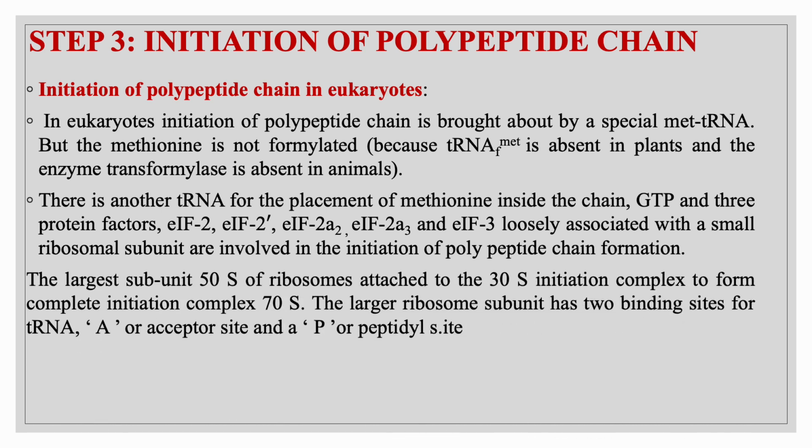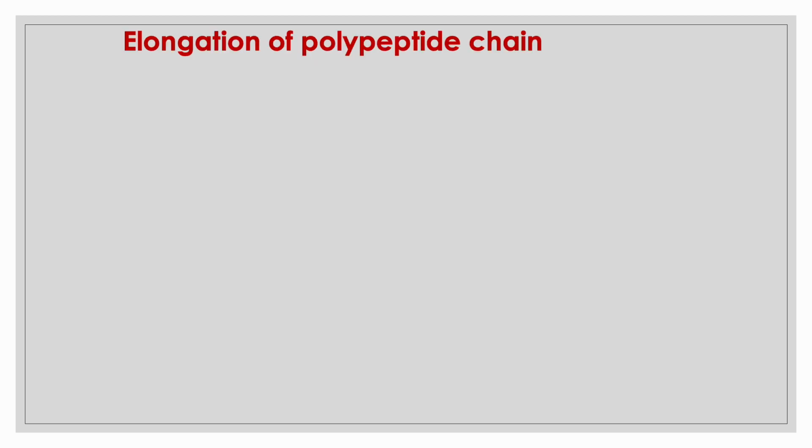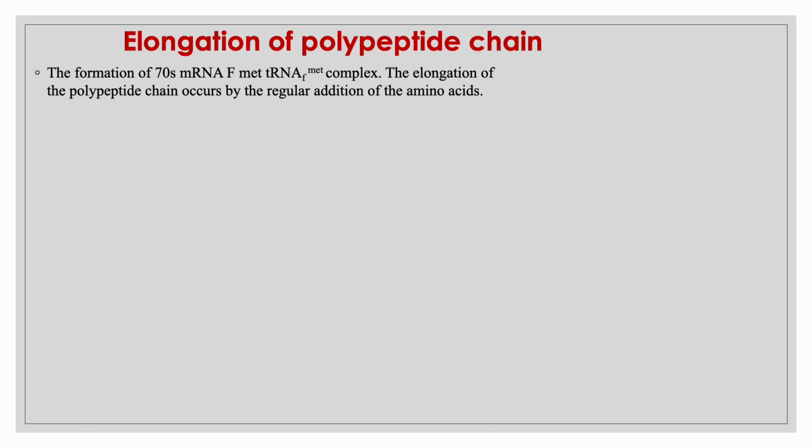The larger subunit 50S of ribosomes attaches to the 30S initiation complex to form the complete initiation complex 70S. The larger subunit has 2 binding sites for tRNA, that is A, or the acceptor site, and P, or peptidyl site. So, the elongation of the polypeptide chain begins with the complete formation or union of both the smaller and the larger subunits of the ribosome.